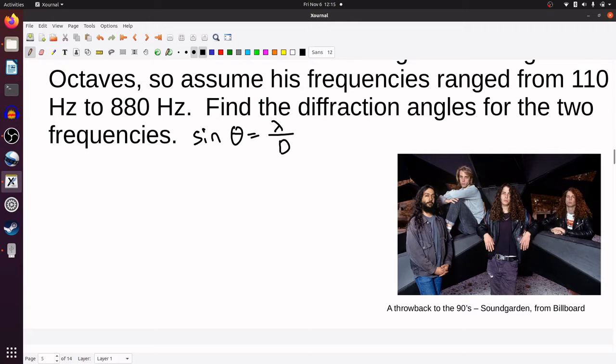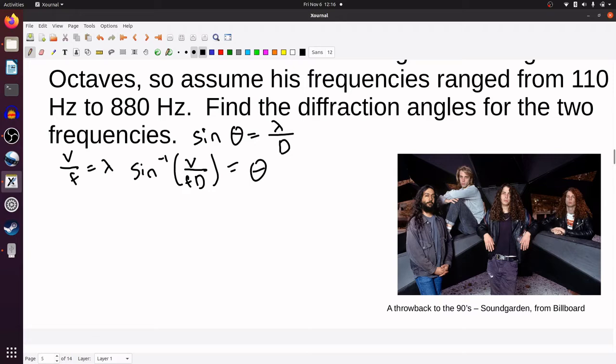But the issue is, we don't know the wavelength. But we know it's sound, right? And I also know that v equals f lambda, or v over f is equal to lambda. And we do have frequency. So what I want to do is take sine of theta equals lambda over d, and for lambda I'm going to put in v over f, so sine theta equals v over f d. And I totally botched that. There we go.